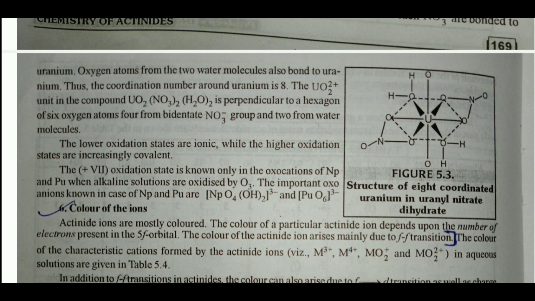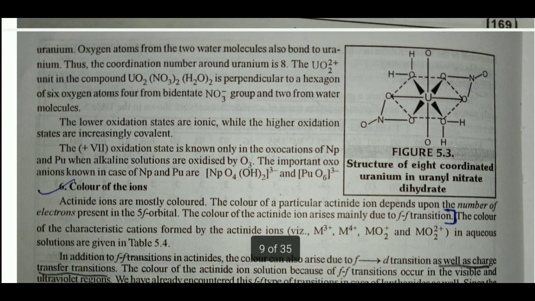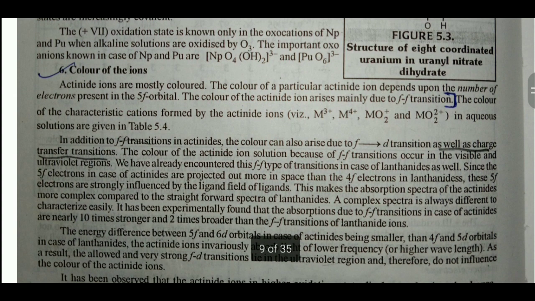The +7 oxidation state is known only in the oxocations of Np and Pu when alkaline solutions are oxidized by O3. The important oxo anions known in case of Np and Pu are NpO4(OH)2 3- and PuO6 3-. Sixth, color of the ions.